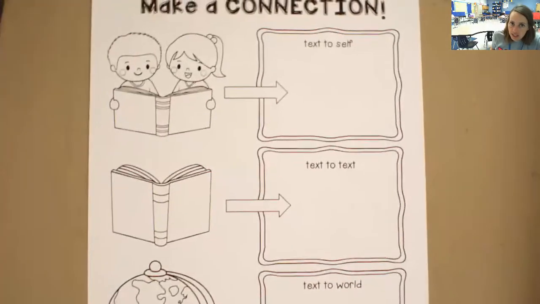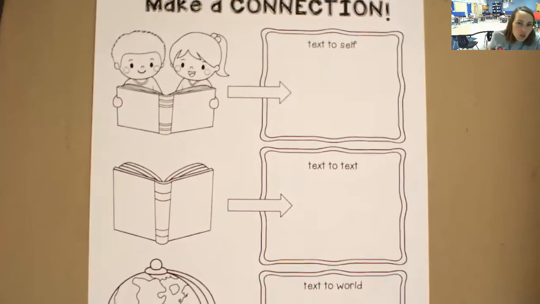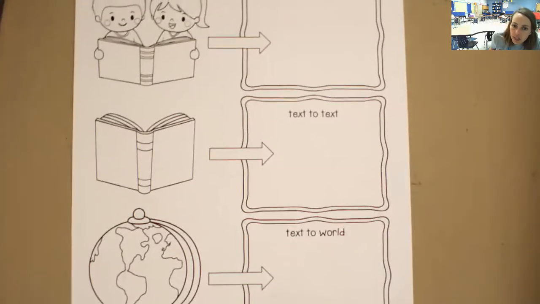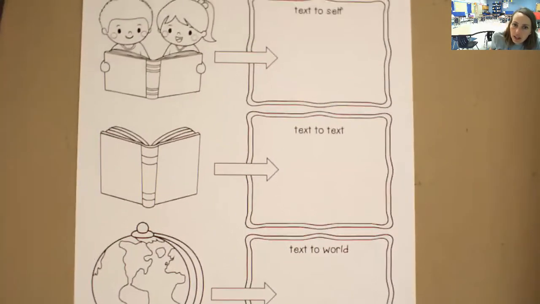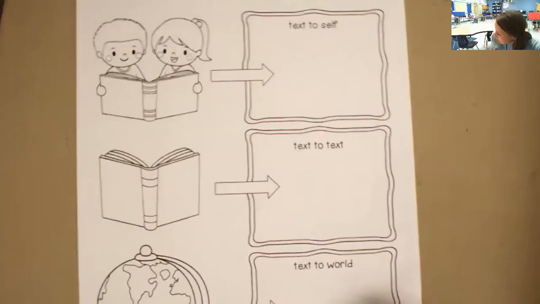On Thursday, because there's no school again on Wednesday, this sheet is in your packet. It says make a connection up at the top. So while you're reading today, I want you to try to make a text to text, text to self, and text to world connection, okay? If you're having trouble, it's okay. If you can't think of one, you might need to ask an adult for help with the text to world, but just do the very best that you can, okay?